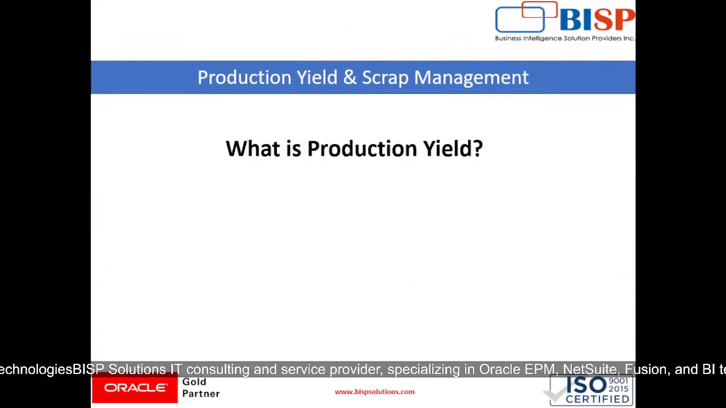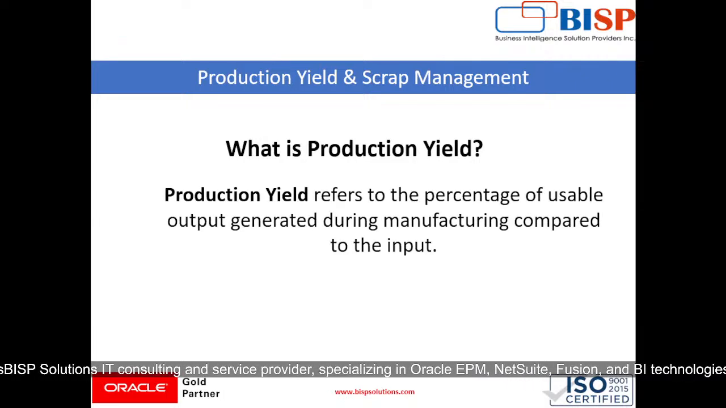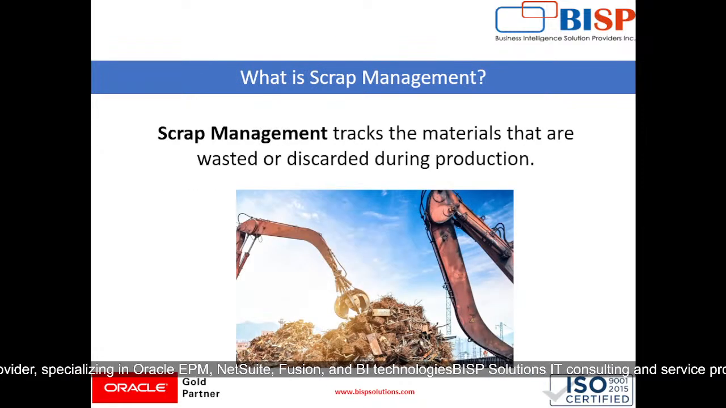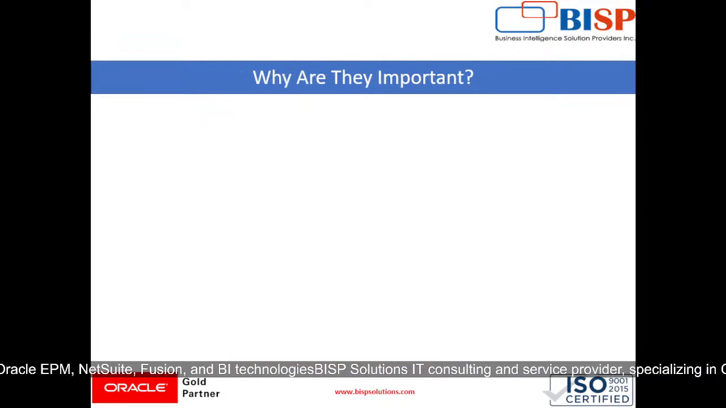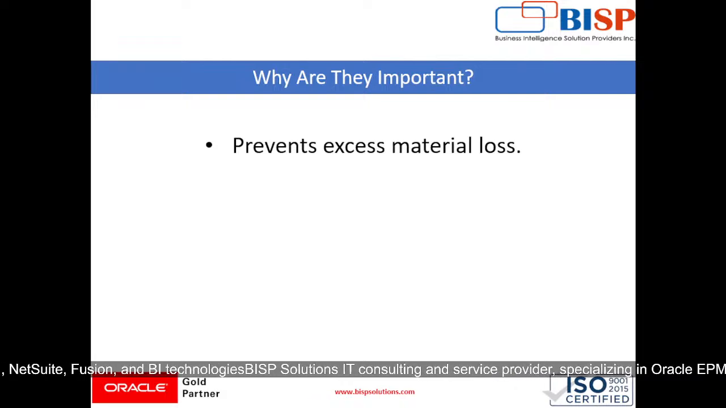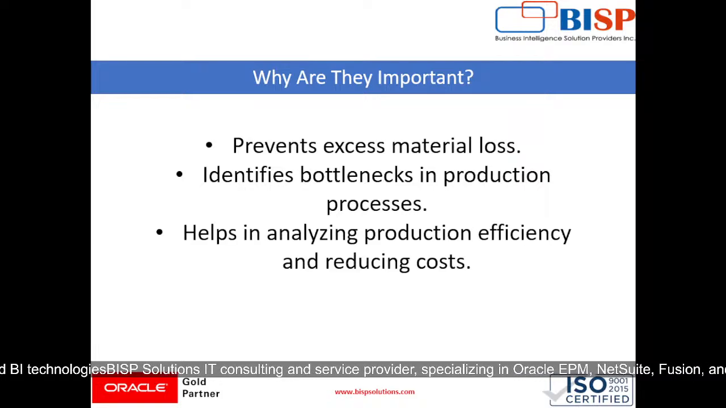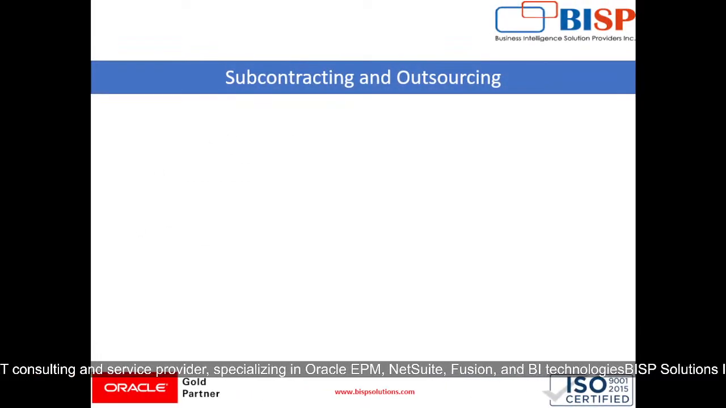Next comes our production yield and scrap management. So what is production yield? It refers to the percentage of usable output generated during manufacturing compared to the input. So what is scrap management? Scrap management tracks the materials that are wasted or discarded during production. So why are they important? Because it prevents excess material loss, identifies bottlenecks in production processes, and helps in analyzing production efficiency and reducing cost. So it is important for us to check our production yield and scrap management.